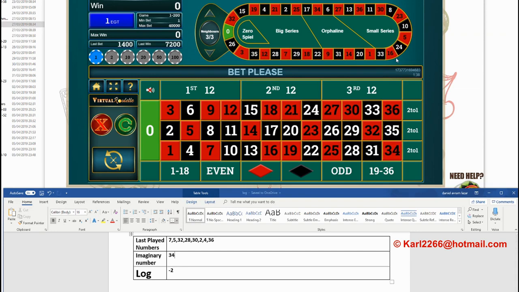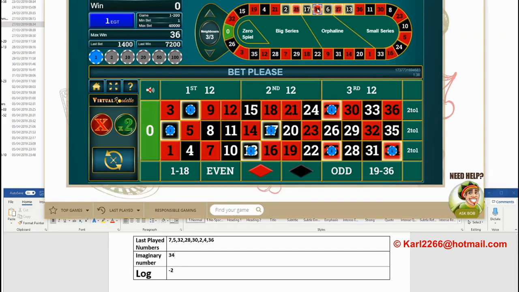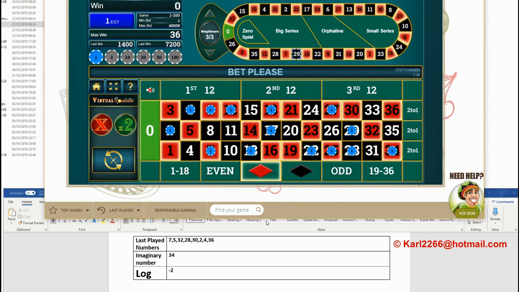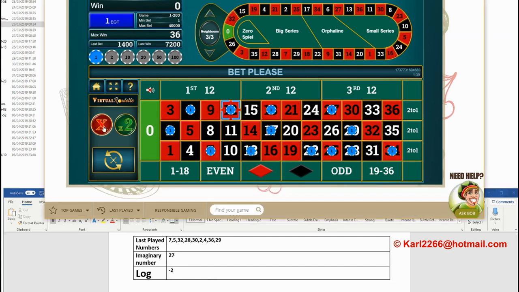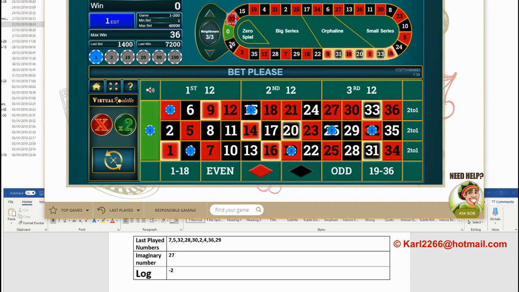Okay, what we make with 34, we place bets on 34 and the neighbors, and on 29 and the neighbors. And a new winning number is number 29. So what we do now, when we got 29 and minus 2, exactly, we got a new imaginary number, which is number 27. So with 27, we go place bets on 32, 20, and on 27.